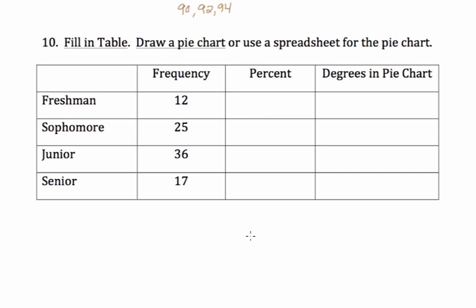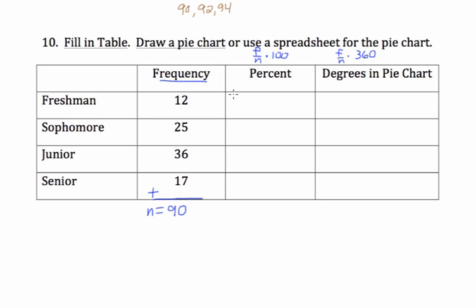In your formula sheet, you will find a formula that tells you how to figure out the percent in a pie chart and how to figure out the degrees in a pie chart. Those formulas are F divided by N times 100 and F divided by N times 360. So what's the F? Frequencies. What's the N? Total number. So to find the total number, you add up all the frequencies. 90. There are 90 total students in this survey.